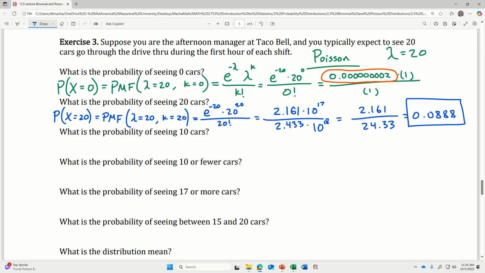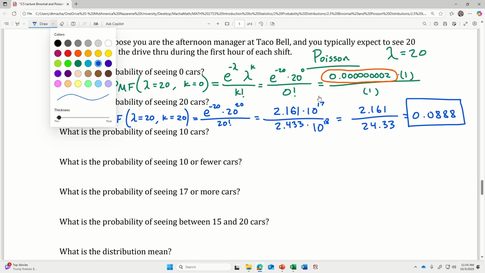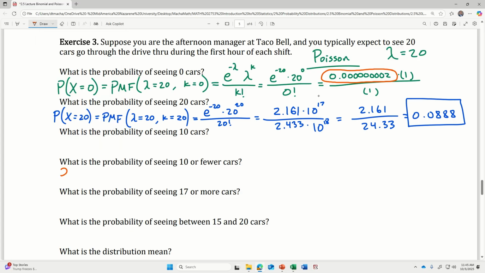All right, let's move on to what's the probability of seeing 10 or fewer cars? That's the probability that x is less than or equal to 10. How do I do this? How do I answer every less than or equal to probability? The table, yeah. The CDF table.